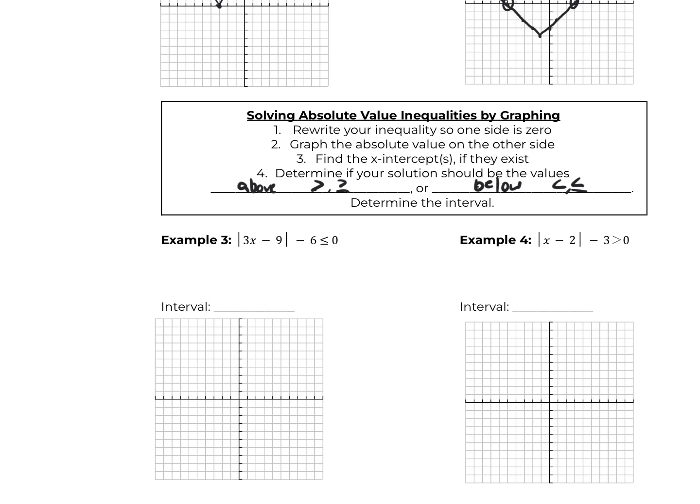And if it is above, so if it's greater than or equal to, it is all the areas above the x-axis. If it's below, it's all the areas below the x-axis. All right, so let's take a look at this. The absolute value of 3x minus 9, minus 6.